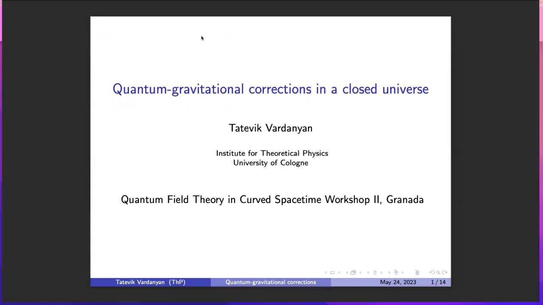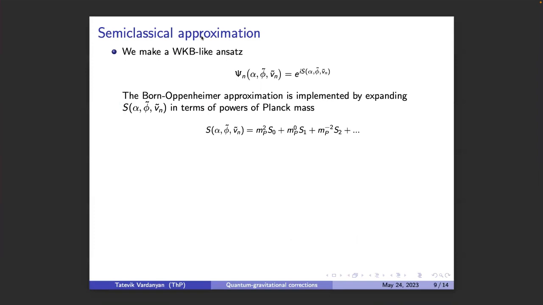Now, to study the Wheeler-DeWitt equation, we apply a semi-classical approximation. We start by making this WKB-like ansatz as follows. Then the Born-Oppenheimer approximation is implemented by expanding this function of alpha, phi tilde, and Vn tilde in powers of the Planck mass, like this. The idea that we can use this Born-Oppenheimer approximation is based on the fact that because we have this background dynamic, this geometry, we can treat it as the heavy part, and we can treat the perturbations as the light part.